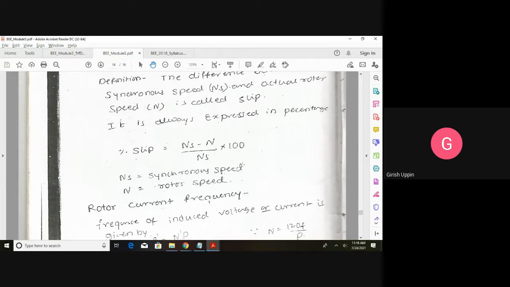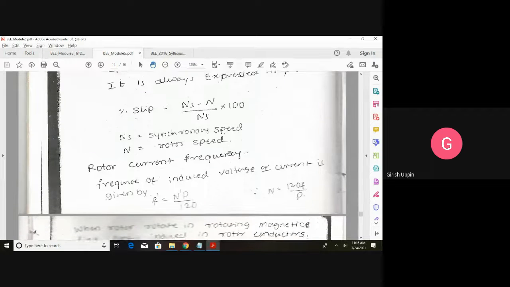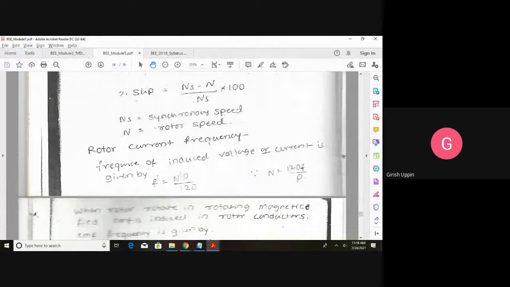From the exam perspective, please remember the formulas. Ns is equal to 120 f by P. Percent slip is (Ns minus N) divided by Ns into 100. Fractional slip, s, is equal to (Ns minus N) divided by Ns. Don't multiply by 100. Depending upon how the problem is given, whether as a percentage or a fraction, you have to use the particular formula accordingly.